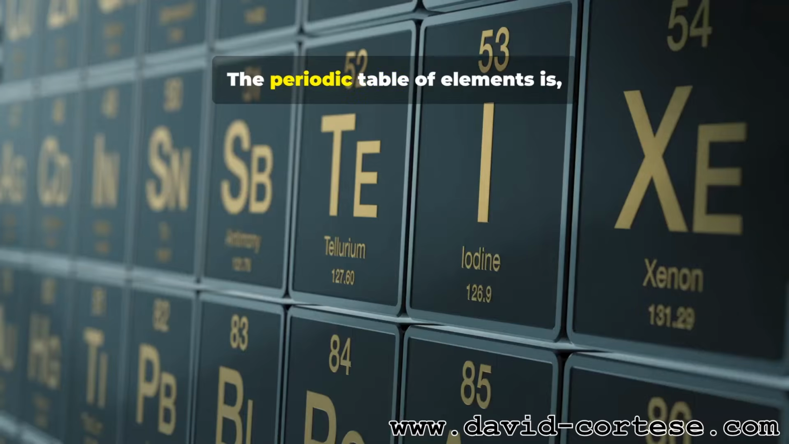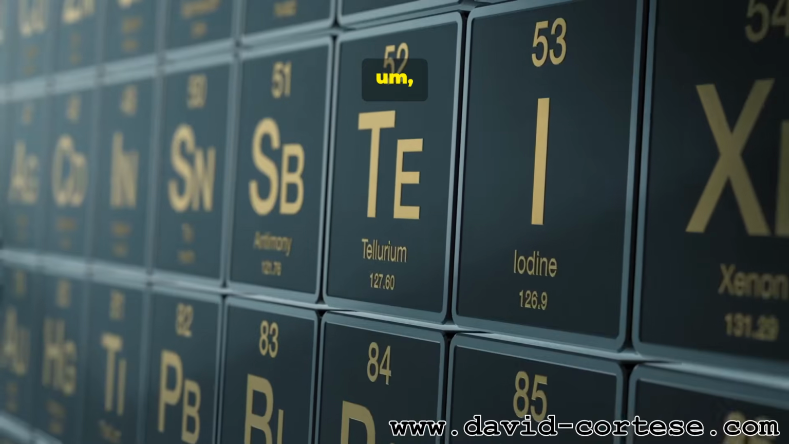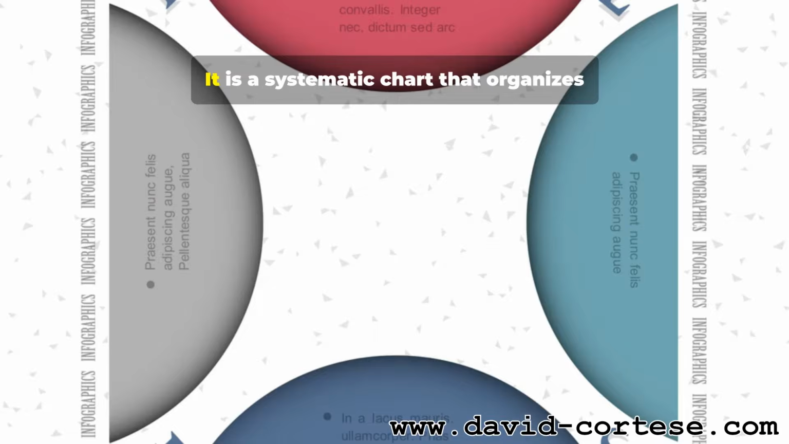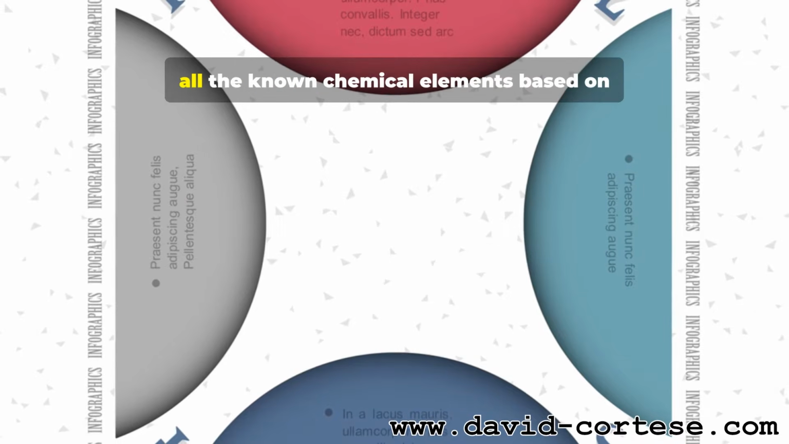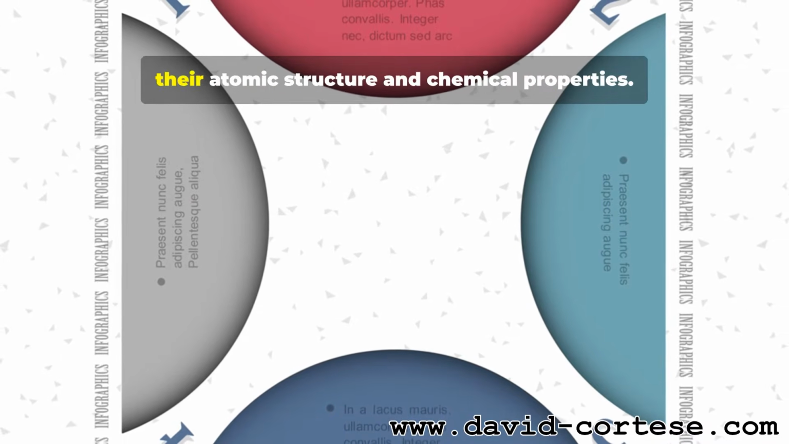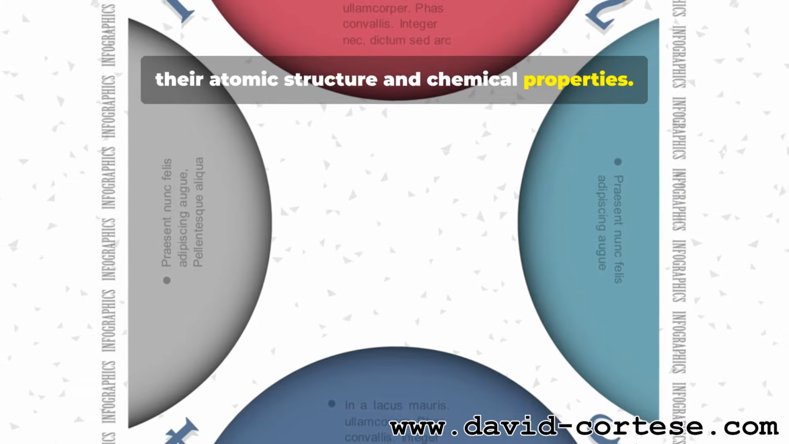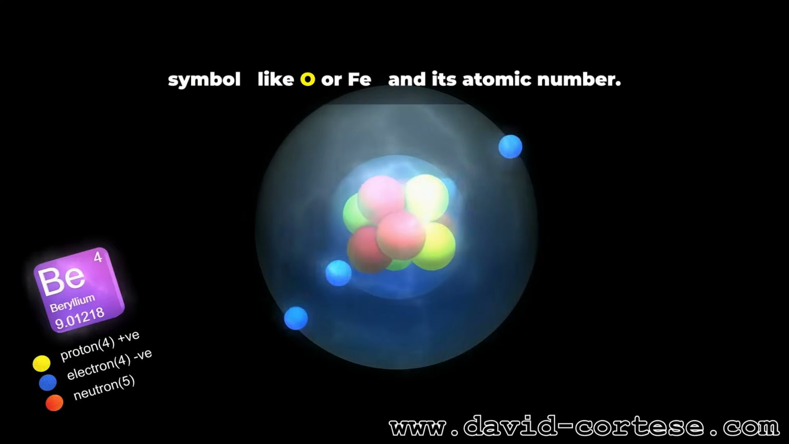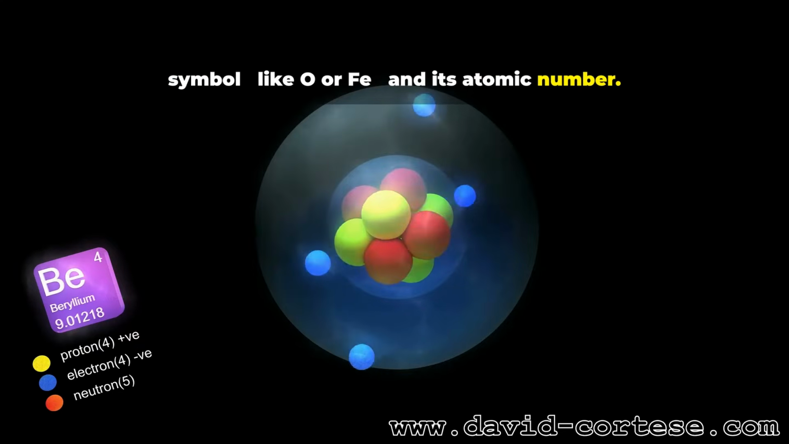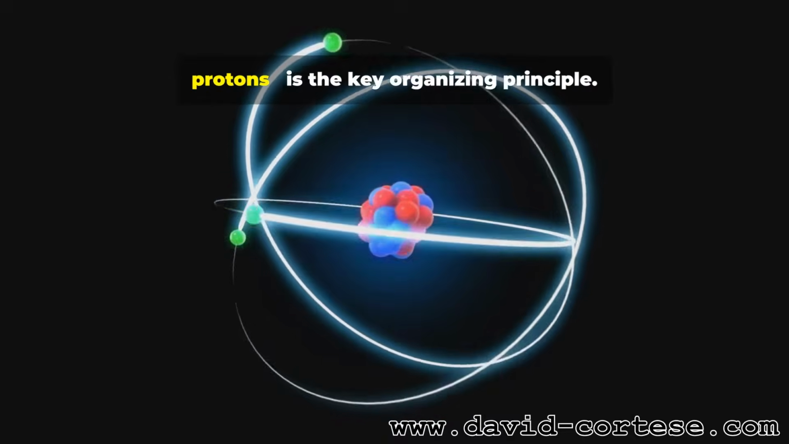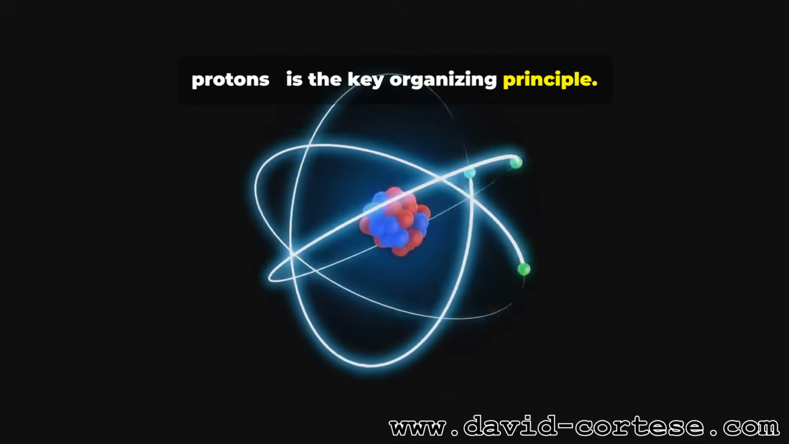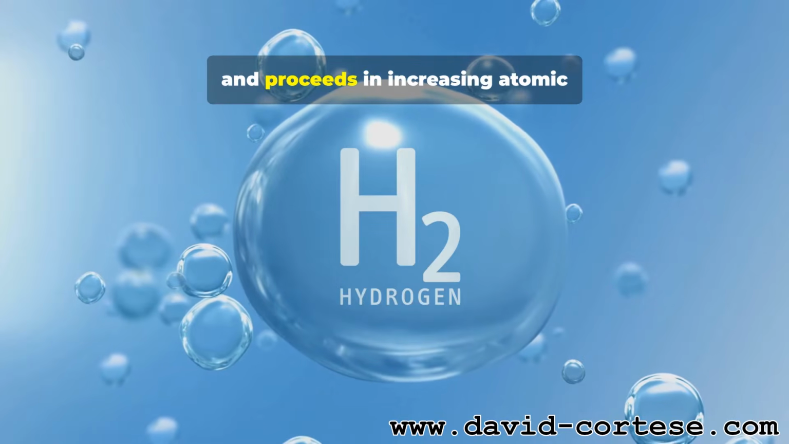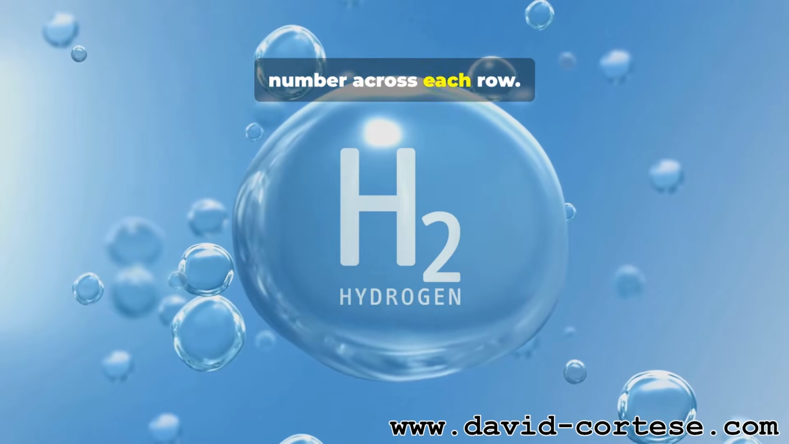something burns. The periodic table of elements is one of the most powerful and iconic tools in all of science. It is a systematic chart that organizes all the known chemical elements based on their atomic structure and chemical properties. Each element gets its own box showing its name, symbol, like O or Pb, and its atomic number. The atomic number, the number of protons, is the key organizing principle. The table starts with hydrogen, atomic number 1, and proceeds in increasing atomic number across each row.